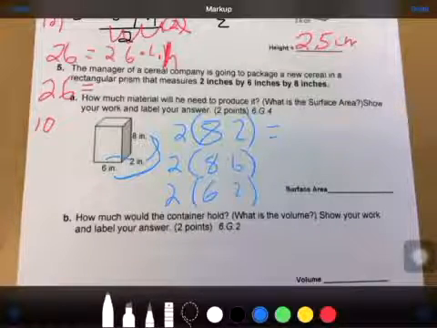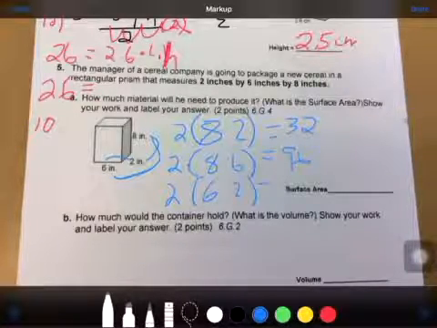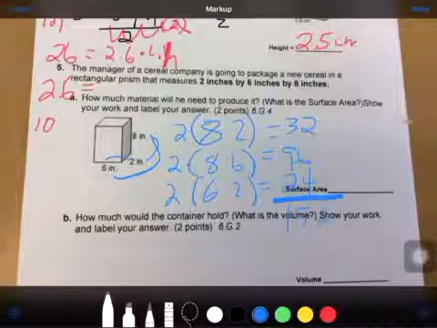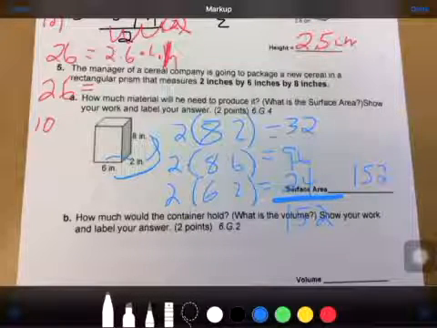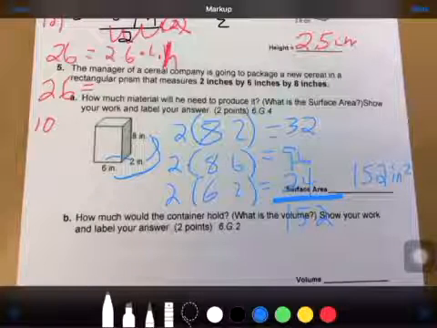So now it's just a big math problem. So 8 times 2 is 16, times 2 is 32. 8 times 6 is 48, times 2 is 96. And 6 times 2 is 12, times 2 is 24. Then I just add those all up. And there's my answer. When I write it, I make sure I label it. It's 152 inches squared.